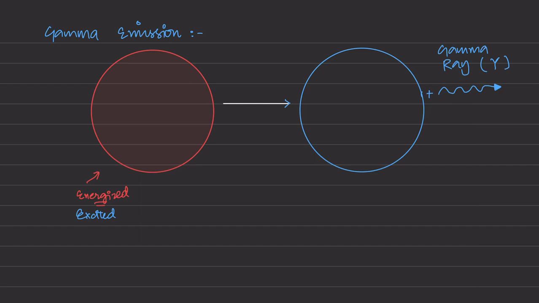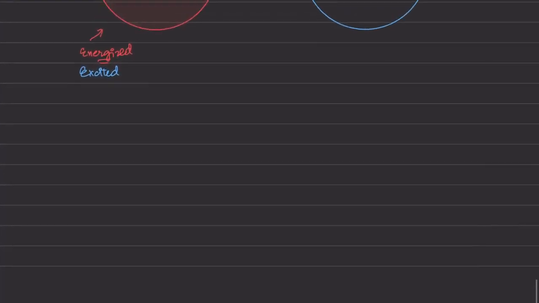So for the equation, let's do a quick example. Let's say we have 234, 91. Now this is what you'd find. You'd find an asterisk on top of it. Now this asterisk here represents that this element here is in its excited state.